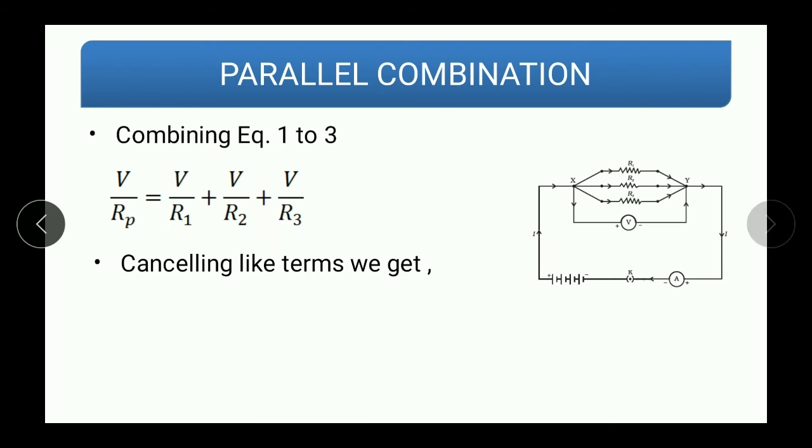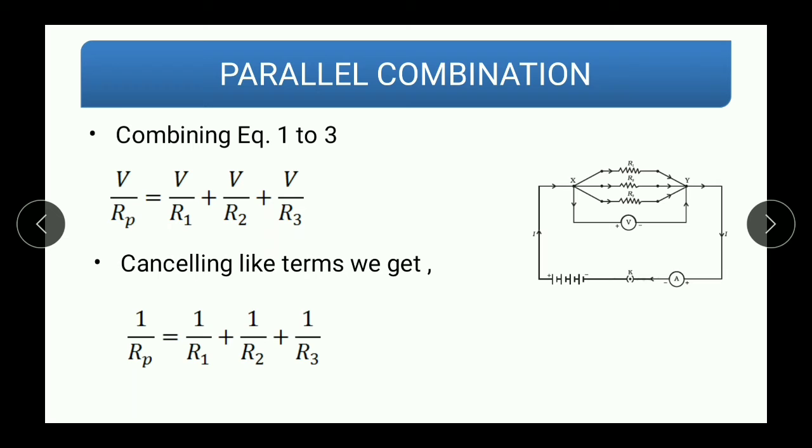Then we will get our final relation, which is 1 upon Rp is equal to 1 upon R1 plus 1 upon R2 plus 1 upon R3. Okay, what did we do? We cancelled like terms, we cancelled same terms. So from here we have cancelled v. Why? Because they are common on both the sides.